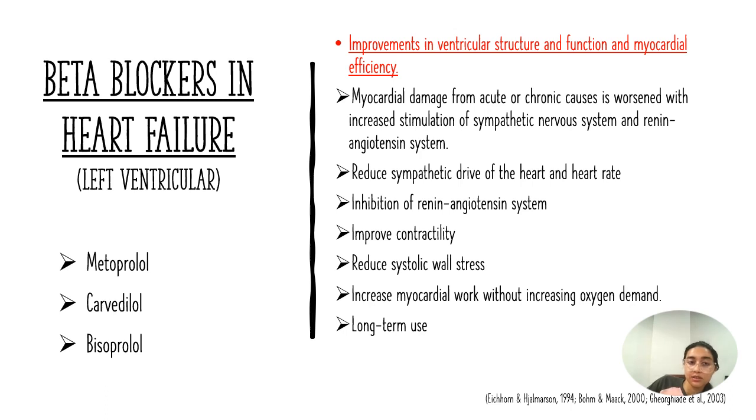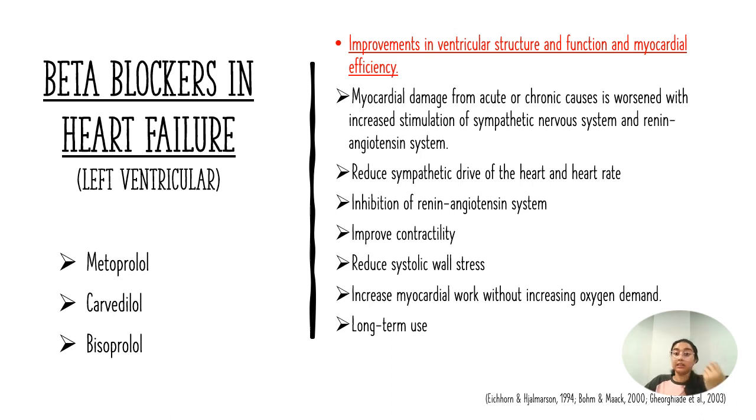Moving further to the second disease, beta blockers used in heart failure, particularly in left ventricular heart failure. How it works is it improves the ventricular structure and function and the myocardial efficiency. It helps to make improvements in the structure of the ventricle, where the mass of the left ventricle is hypertrophied. It also helps the contractility of the left ventricle to push blood into the body.